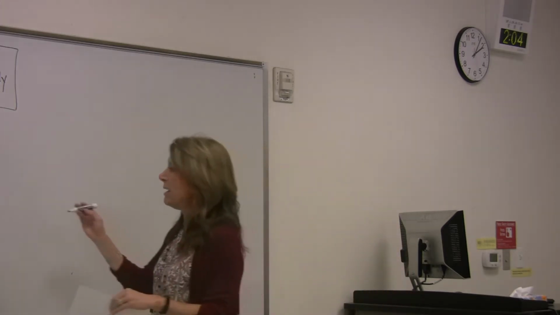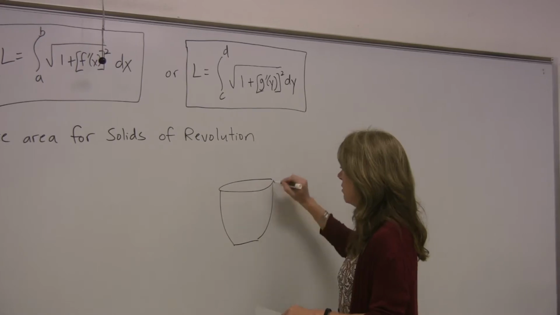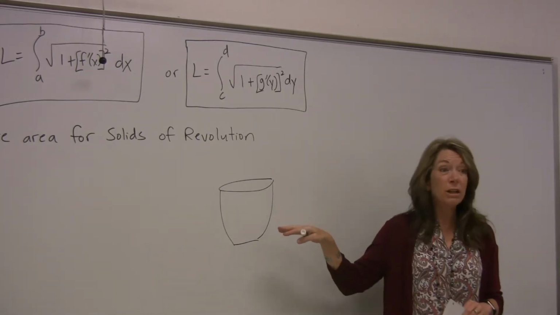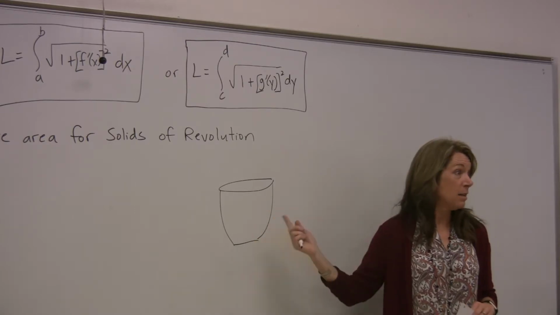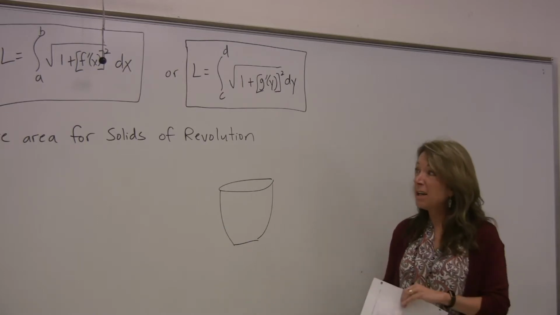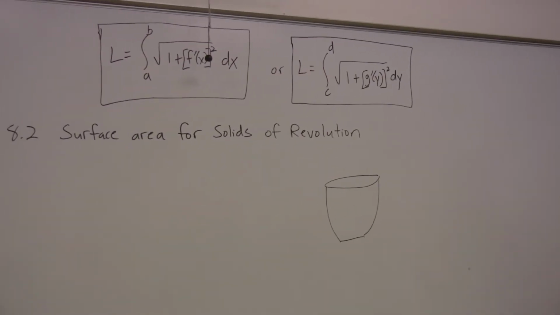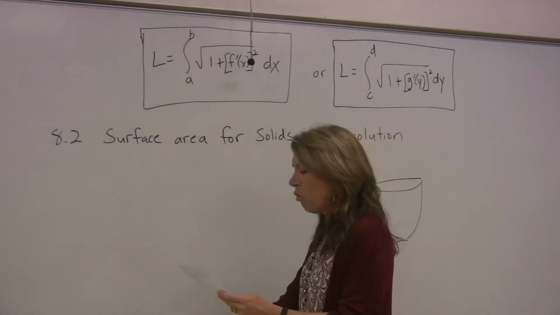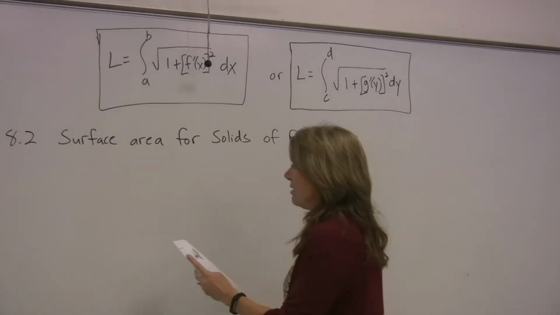So, you might rotate something around that ends up looking like this, once you rotate it. Before we were finding the volume of it, like how much water could it hold. Well, now we're going to talk about how much paint you need to paint the outside. Surface area. Okay? And it comes directly from what we did with arc length and what we know about these solids of revolution.